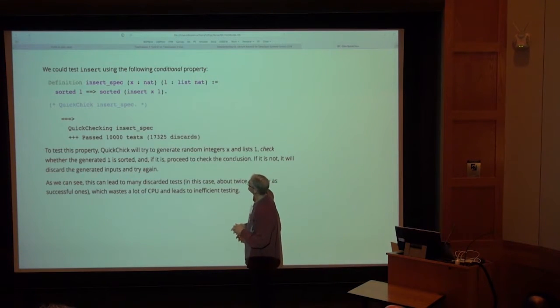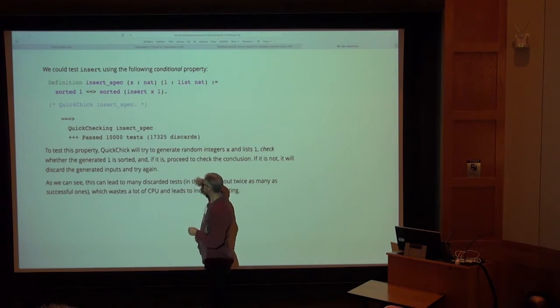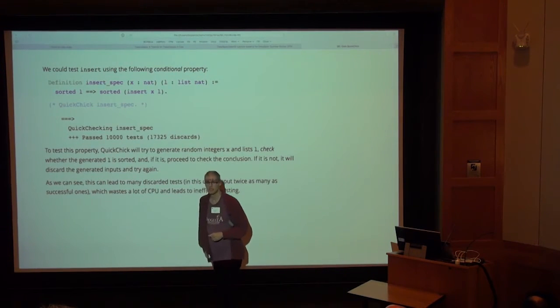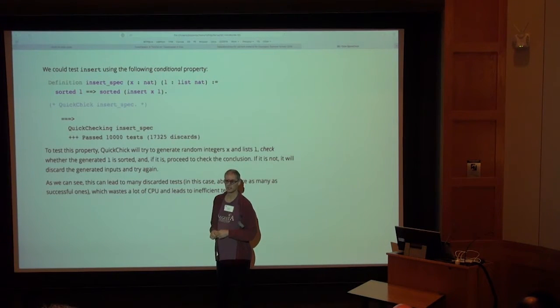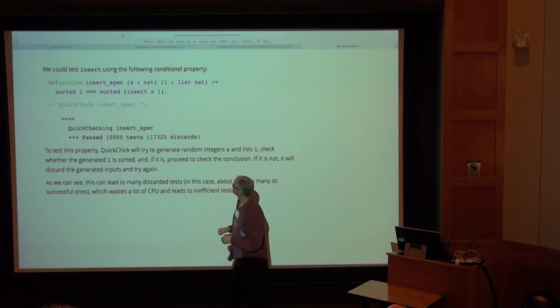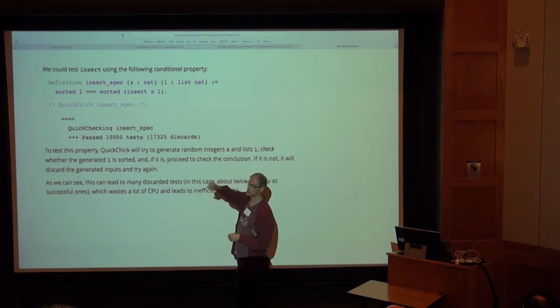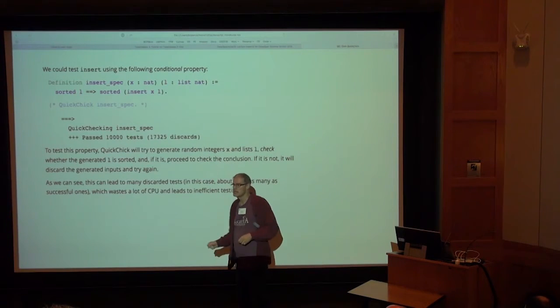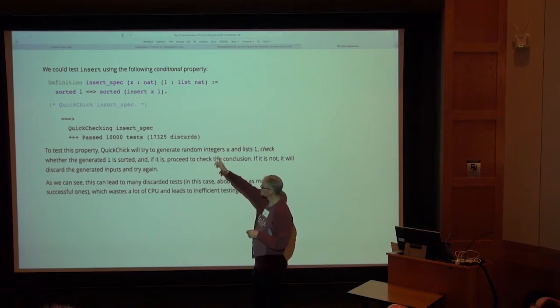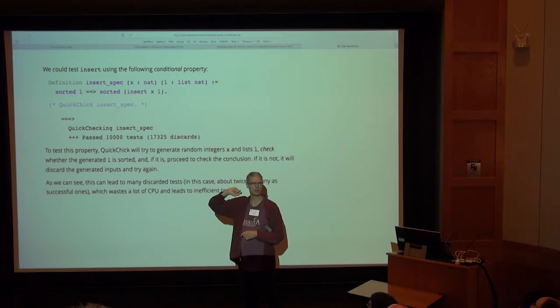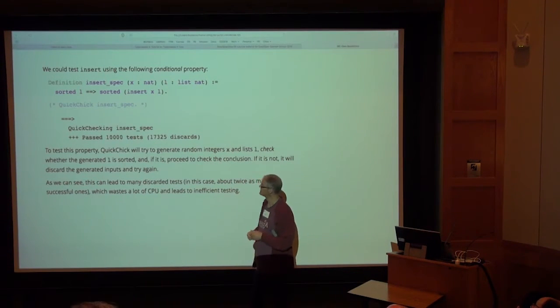And indeed, if we try to QuickCheck this, we find that it passes 10,000 tests, and along the way, we discard almost 20,000 tests. Why do we discard tests? Well, because if we apply insert spec to a list that is not sorted, then that test trivially succeeds because the left-hand side of the implication fails. I'm not showing you the definition of this implication combinator, but it's easy to define.